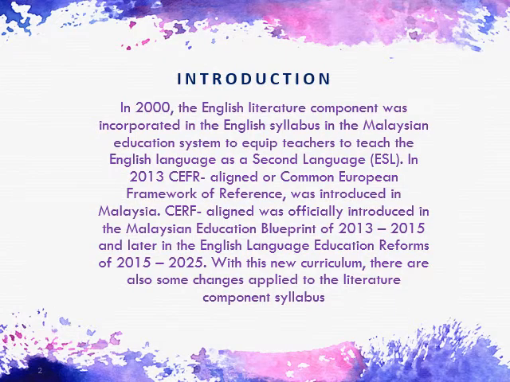In 2000, the English literature component was incorporated in the English syllabus in the Malaysian education system to equip teachers to teach the English language as a second language, or ESL. And in 2013, CEFR Aligned, or Common European Framework of Reference, was introduced in Malaysia. CEFR Aligned was officially introduced in the Malaysian Education Blueprint of 2013 to 2015 and later in the English Language Education Reforms of 2015 to 2025.